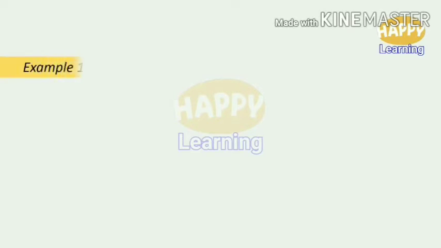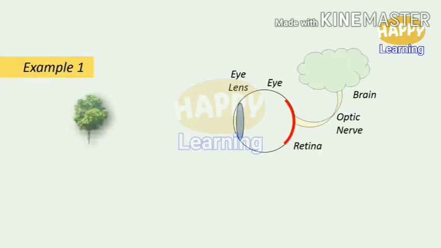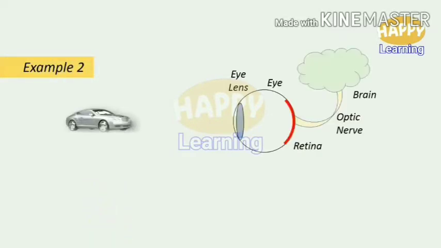Example 1. There is an object in front of the eye. The rays are converged by the eye lens, but they are meeting at a point behind the retina. So, the image is blurred. Example 2. There is an object in front of the eye. The rays coming from the object are converged to a point behind the retina. So, the image read by the brain is blurred.